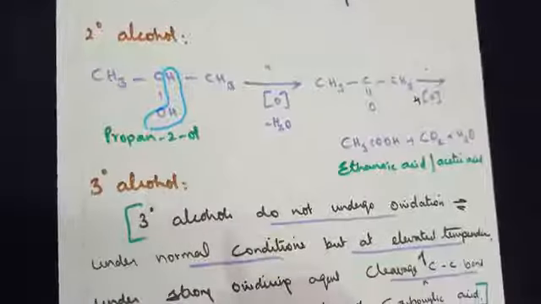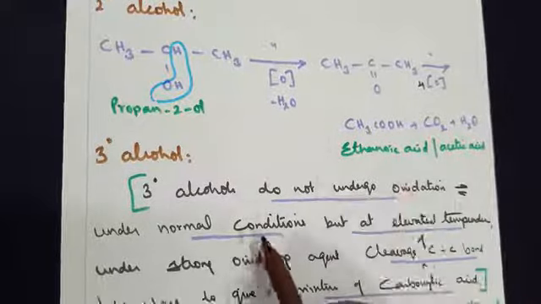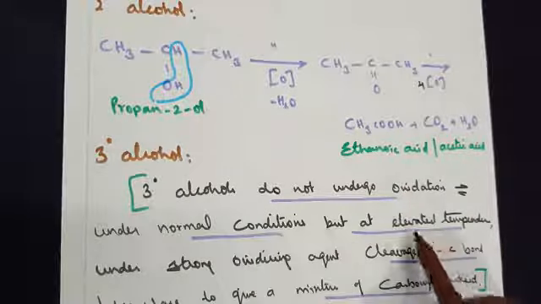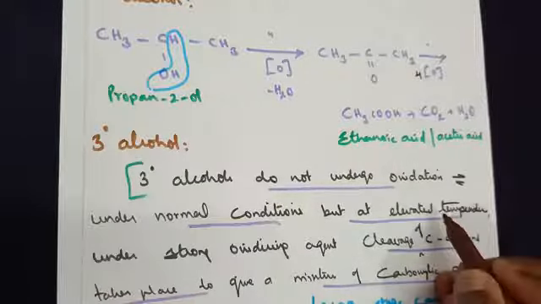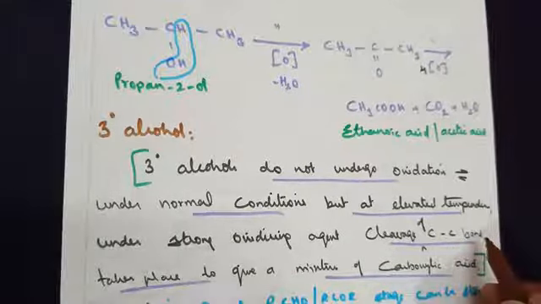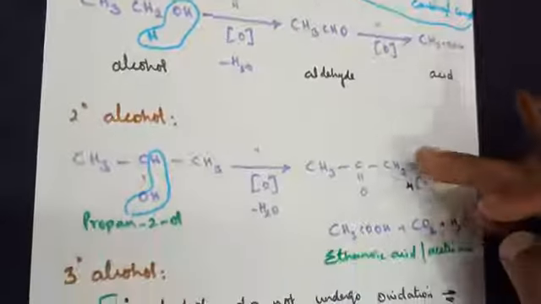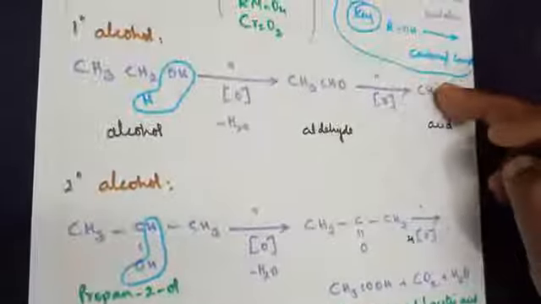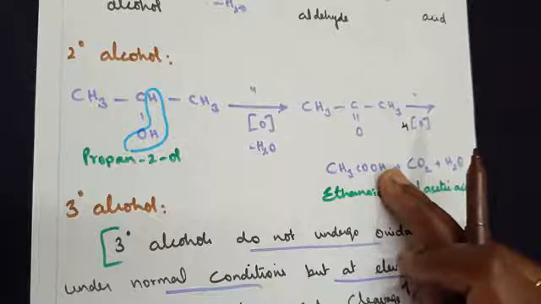In terms of tertiary alcohol, it also undergoes oxidation but not under normal conditions. Higher temperature is required. One more reason: when we give higher temperature, cleavage of the carbon-carbon bond takes place. As a result, in all these cases, whether it's a primary alcohol or a secondary alcohol, we get only one type of acid here.